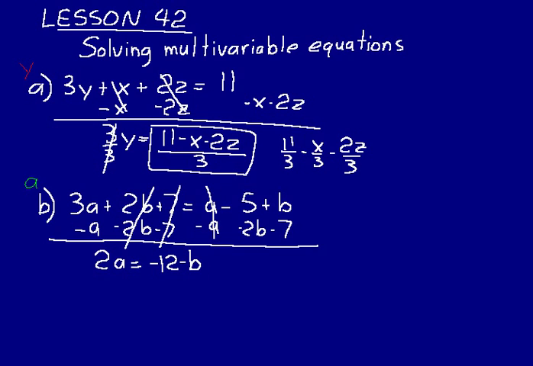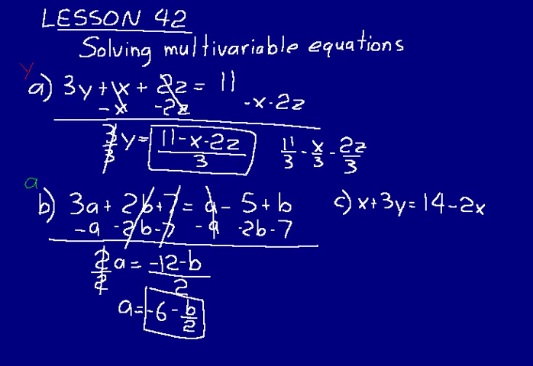Okay, so now we can just divide both sides by 2. Divide everything on the right side by 2. Not just one term, not just the first one or just the second one. And then we'll end up with a is equal to minus 12 over 2 is negative 6, and then minus b over 2. And so we can leave our answer like that. Let's go ahead and do one more.